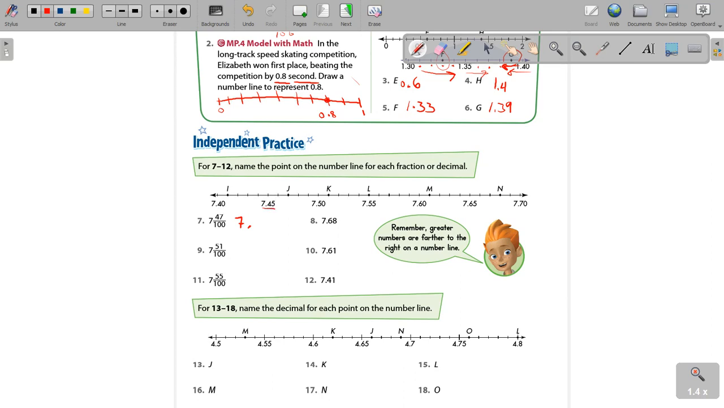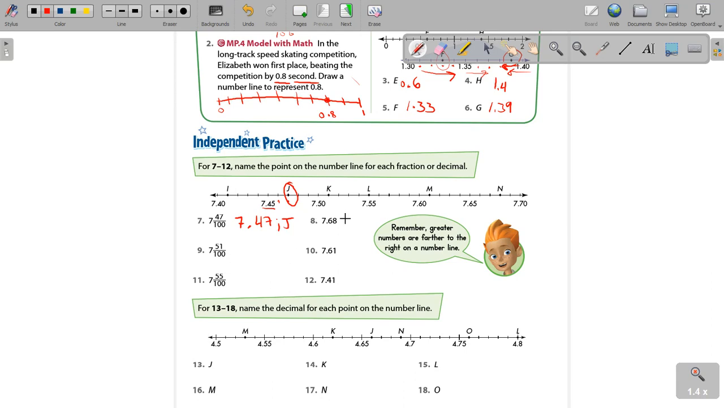and we're getting a little hint up here, right? Because here's 7.45. Now 7.46, 7.47. That's telling us that this is going to be 7.47, which is also J.